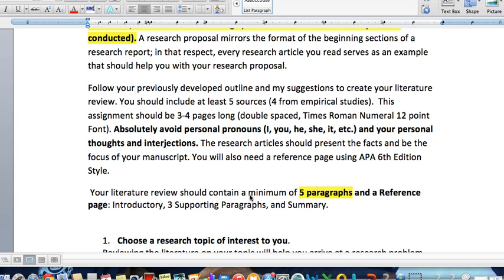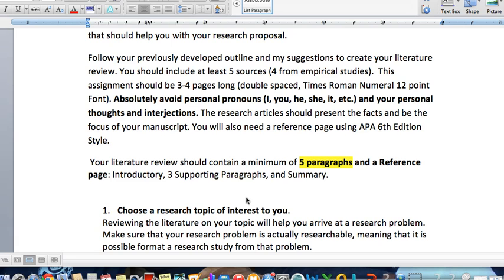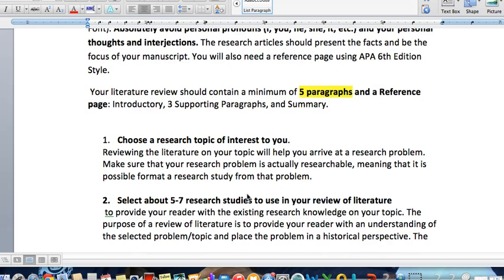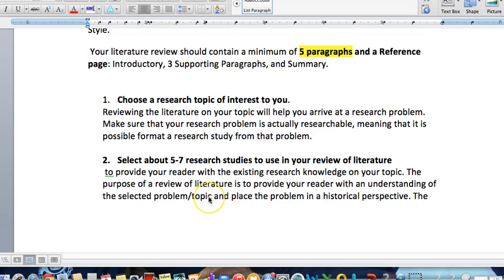So your literature review should contain a minimum of 5 paragraphs and a reference page. The introduction, 3 supporting paragraphs, and summary. Now I want you to follow APA 6th edition headings. I like headings, but you don't put a heading for introduction. You leave that one blank. But then you might do a heading for literature review, and then under the literature review, make headings for each of your points. It just makes it so much easier for the reader, and it flows better.